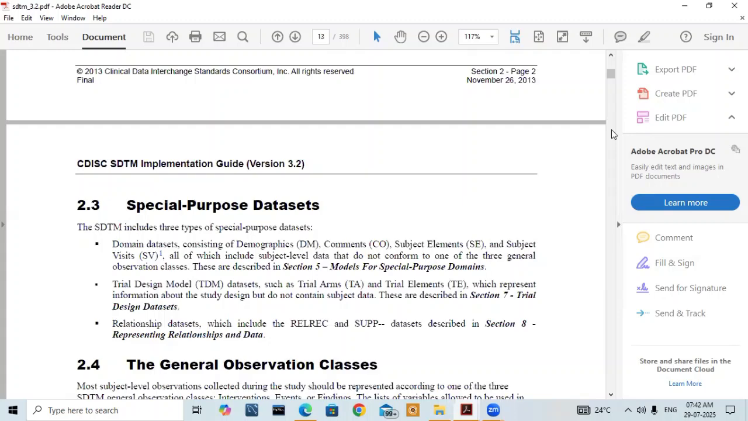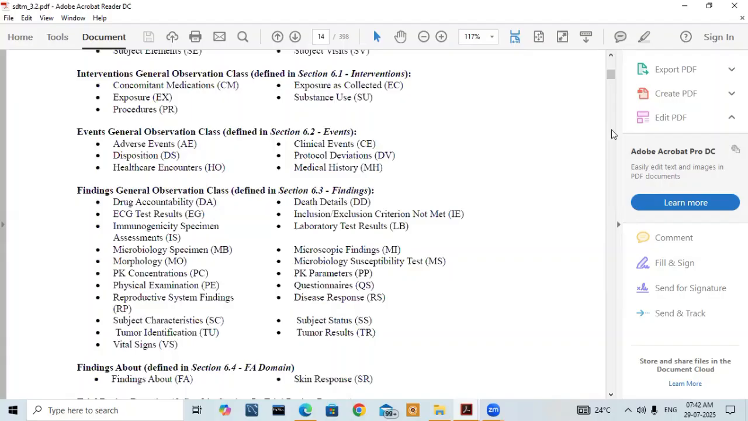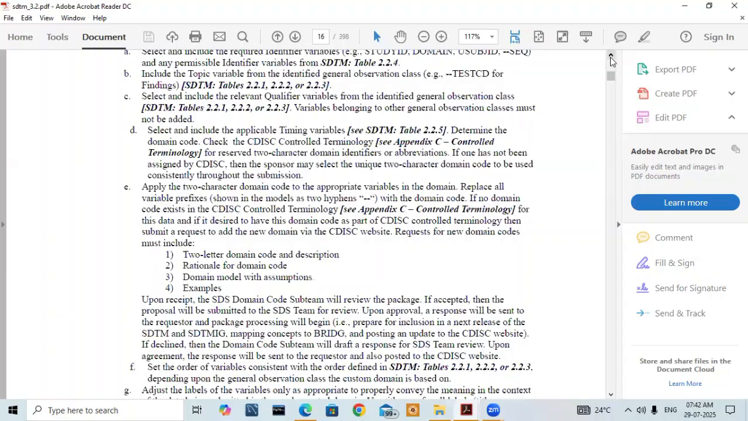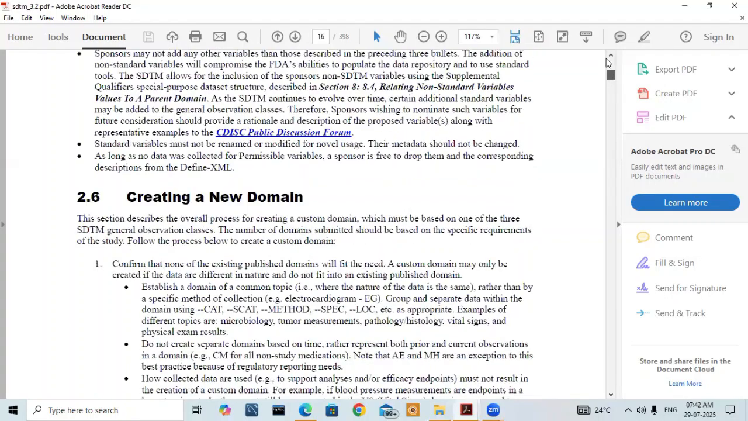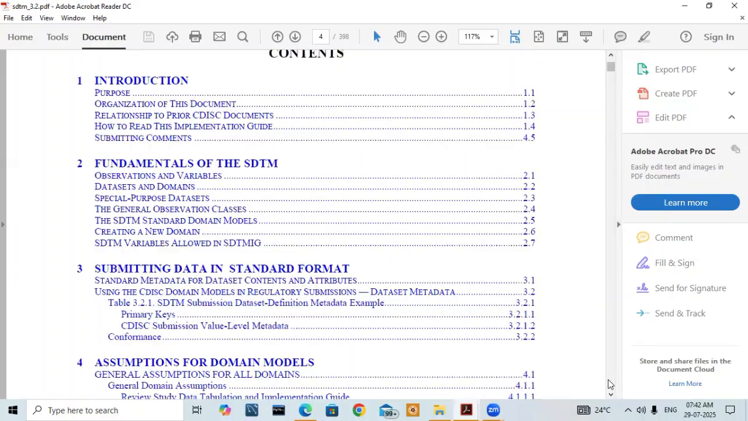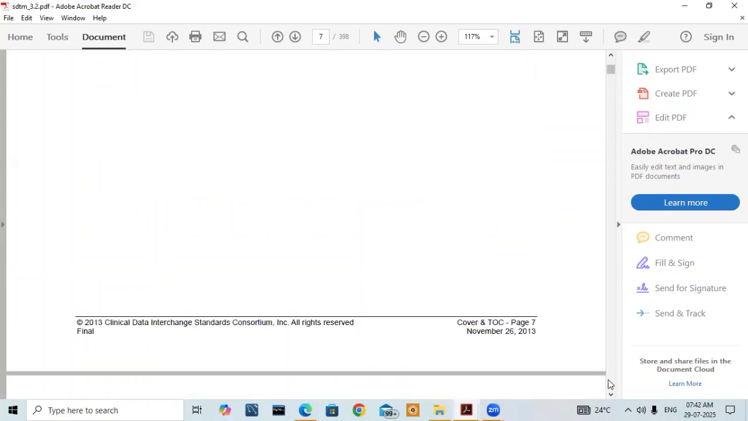Understood? This organization has a website. You can access the organization's website, and there you can download the standards freely. The SDTM and ADaM guides are there, and one more, Define, is also there. These are available on cdisc.org.